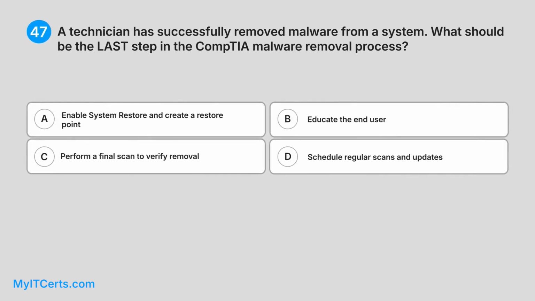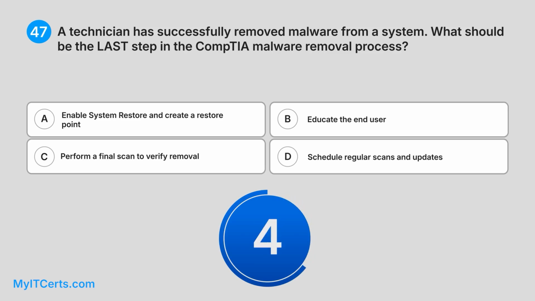47. A technician has successfully removed malware from a system. What should be the last step in the CompTIA A+ malware removal process? A. Enable System Restore and create a restore point. B. Educate the end user. C. Perform a final scan to verify removal. D. Schedule regular scans and updates. Can you guess the answer?